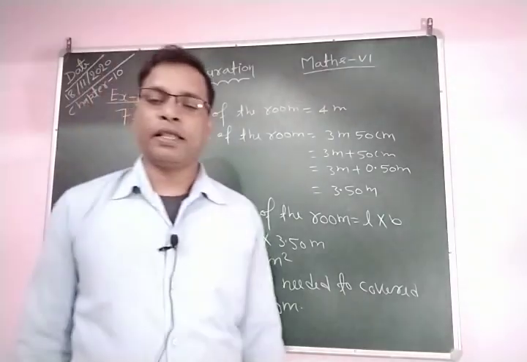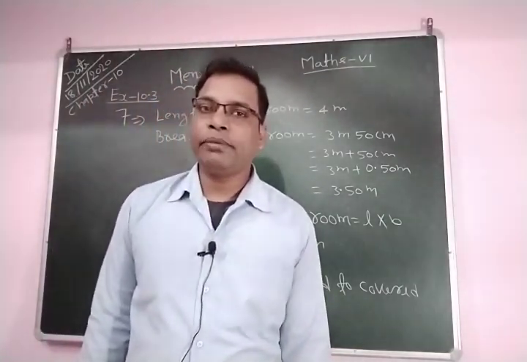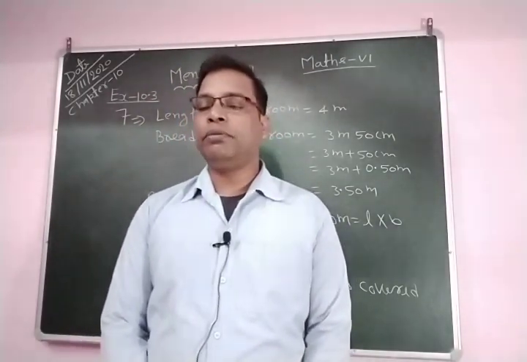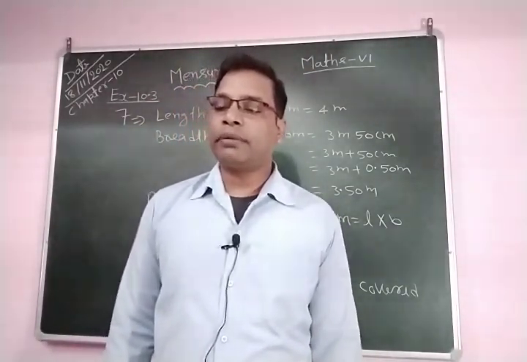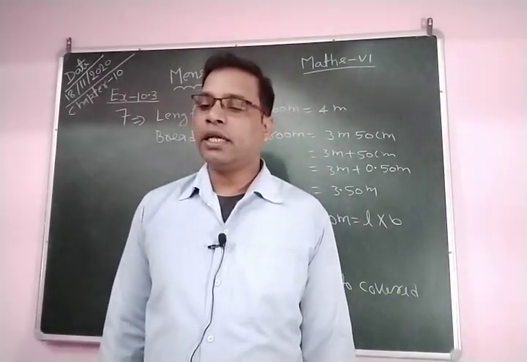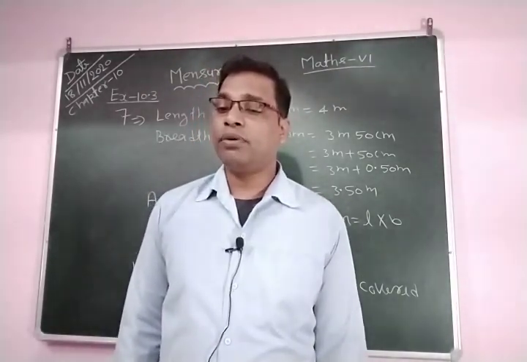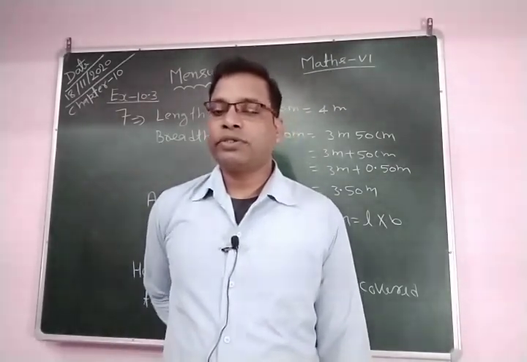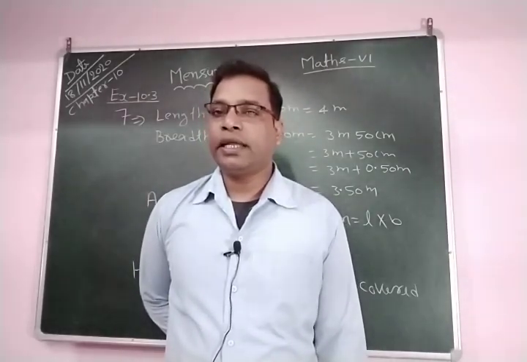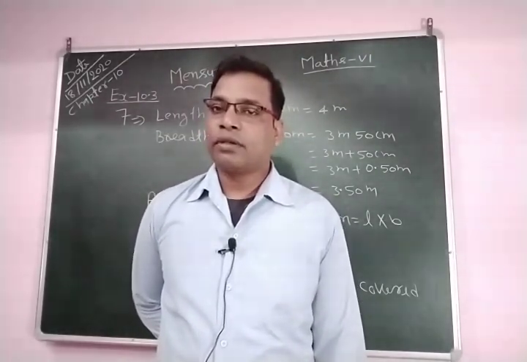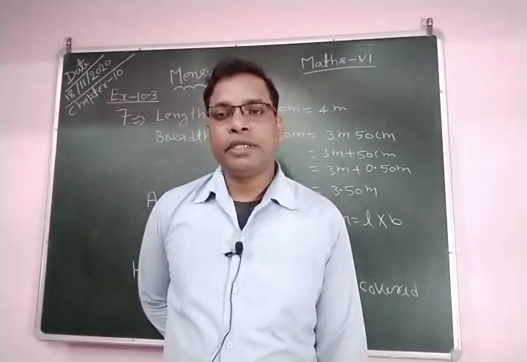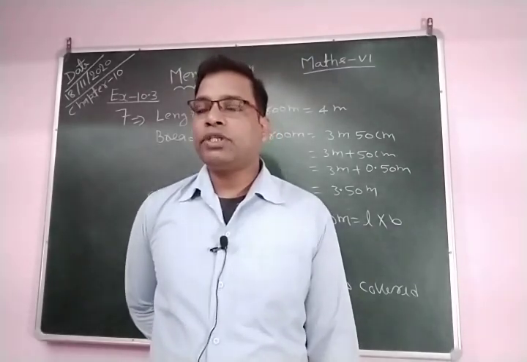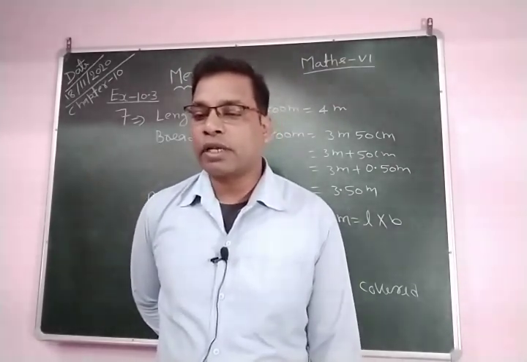Question number 8. Okay, what is question number 8? A floor is 5 meter long, 4 meter wide. A square carpet of size 3 meters is laid on the floor. Find the area of floor that is not carpeted. Okay, so in this question it is given that the length and the breadth of the floor of the room are 4 meter and 3 meter respectively, and the side of the square carpet is 3 meter.